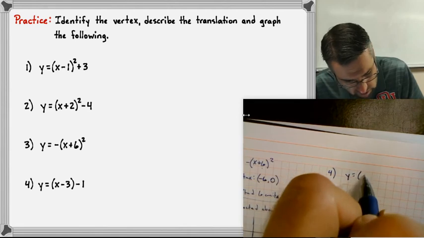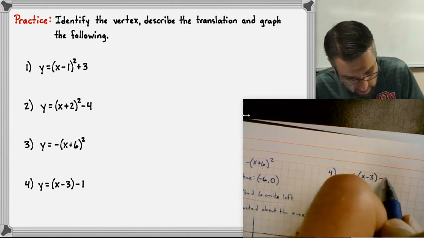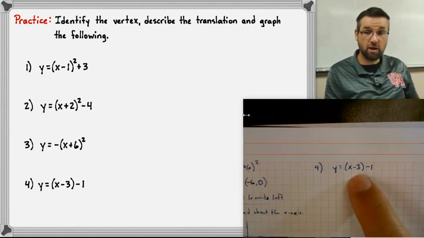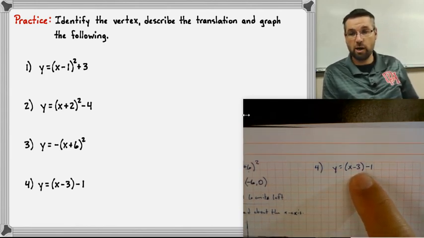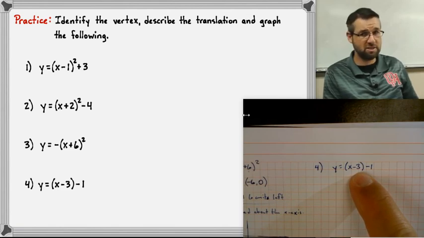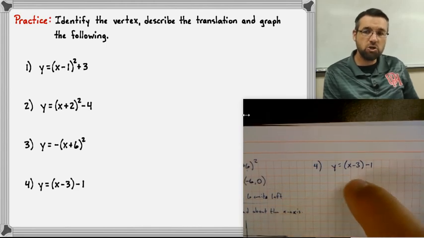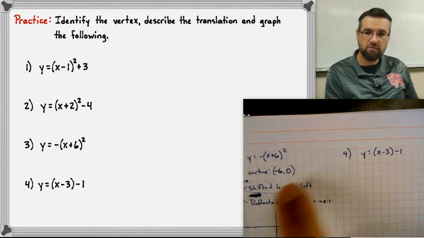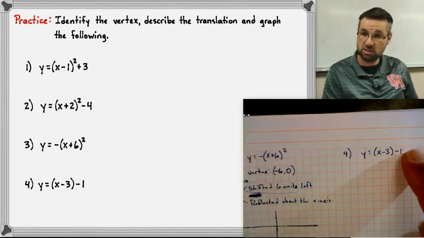Y equals x minus 3 minus 1. I got you on this one. I got you. What's different about this graph? What's different about the function is that there's a square missing. Now, you might think, Mr. Bunye, you made a mistake. You forgot to put the 2. But you're wrong. Because I want you to see something about this function versus that function.